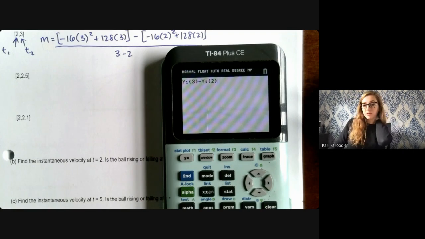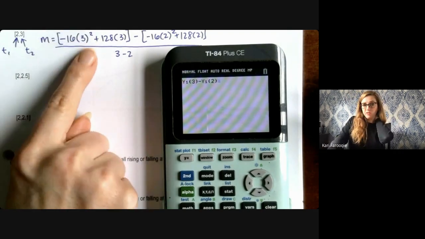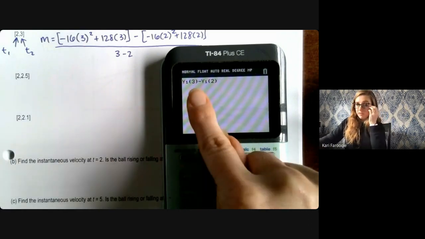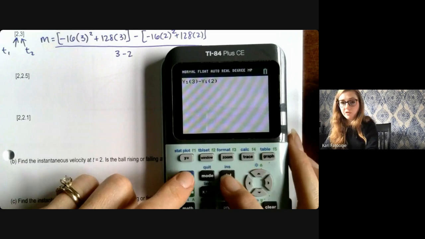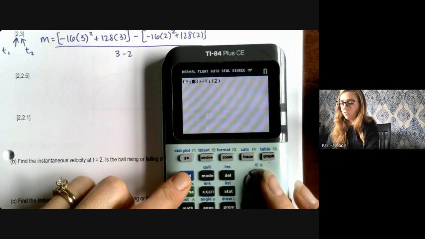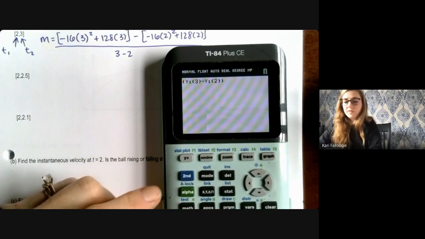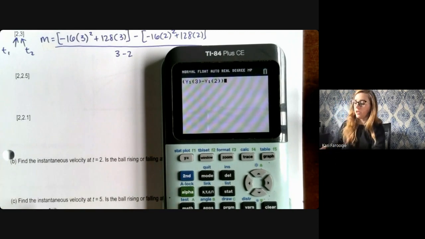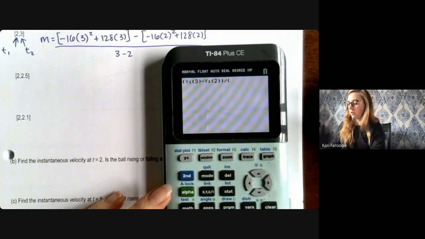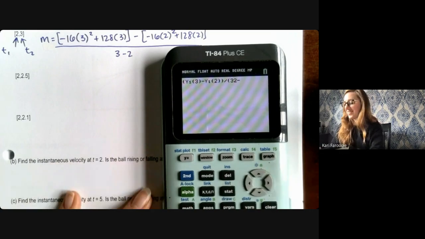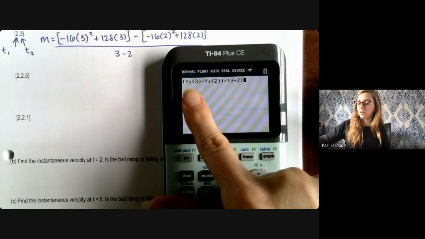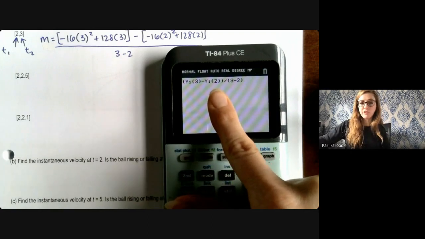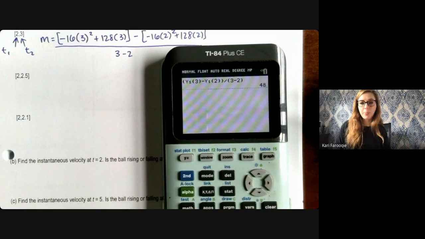Now, this is going to give me the numerator. It's going to take this function, evaluate it at 3, and subtract off the function evaluated at 2. What I need to do then is insert, so second delete, insert left parenthesis, because I need my whole numerator in parentheses. And then divide by your denominator, 3 minus 2. So this will be your function evaluated at 3 minus your function evaluated at 2, divided by 3 minus 2. And you end up with 48.